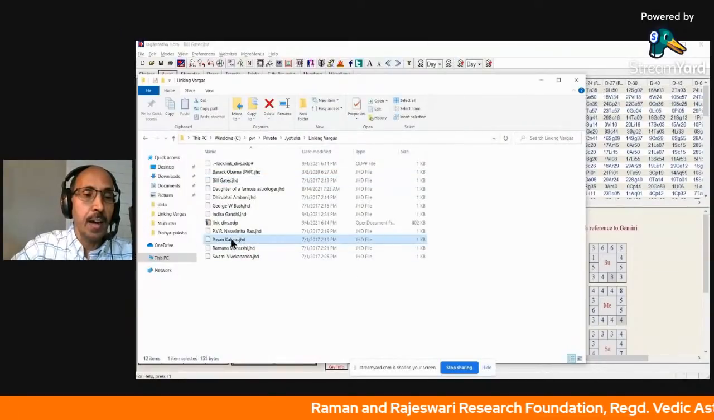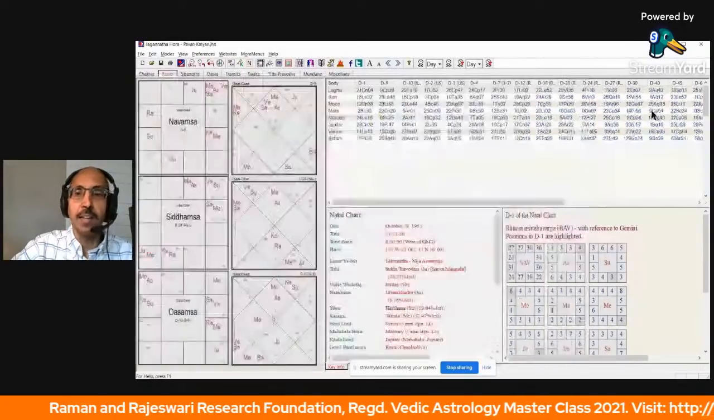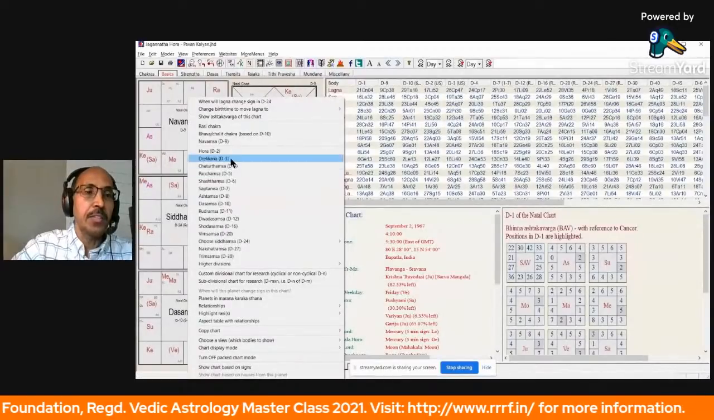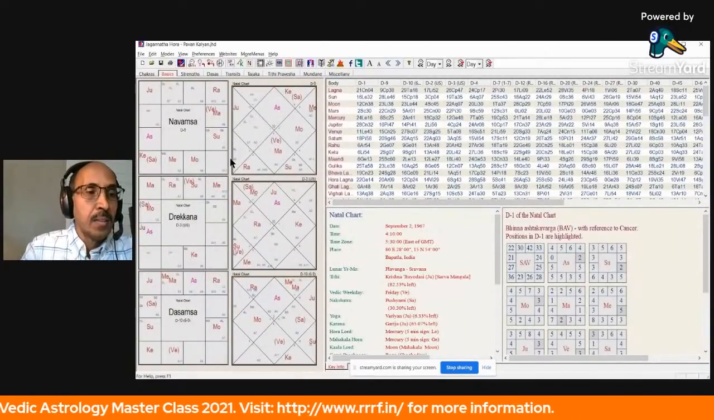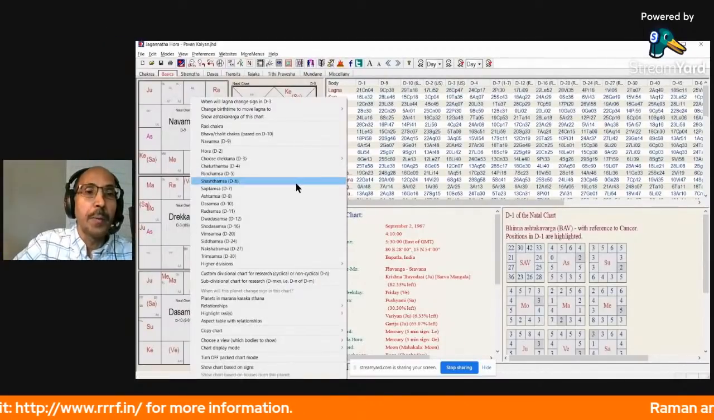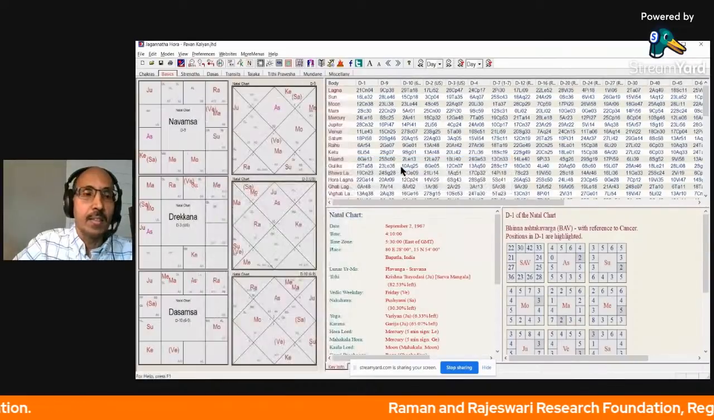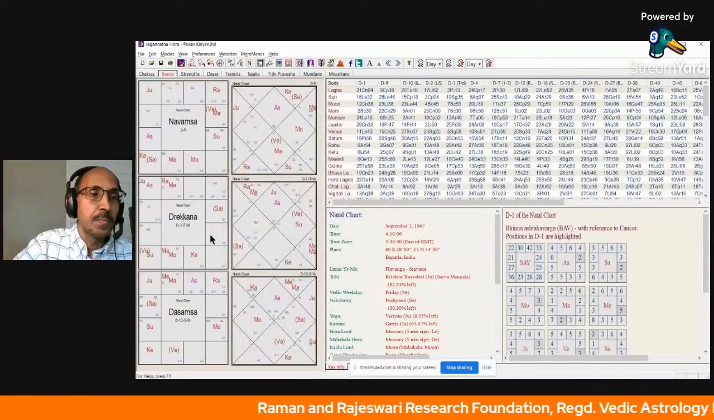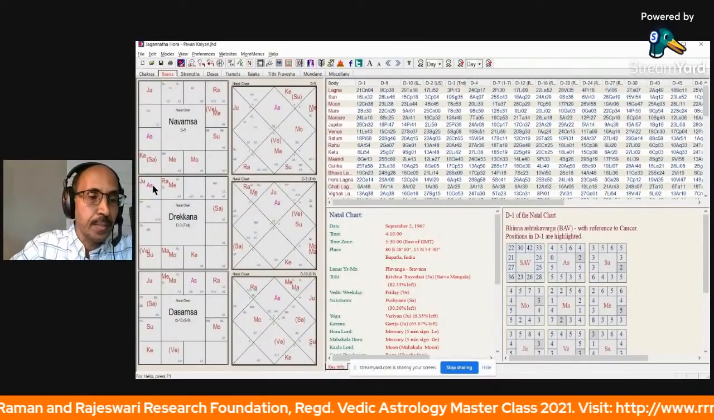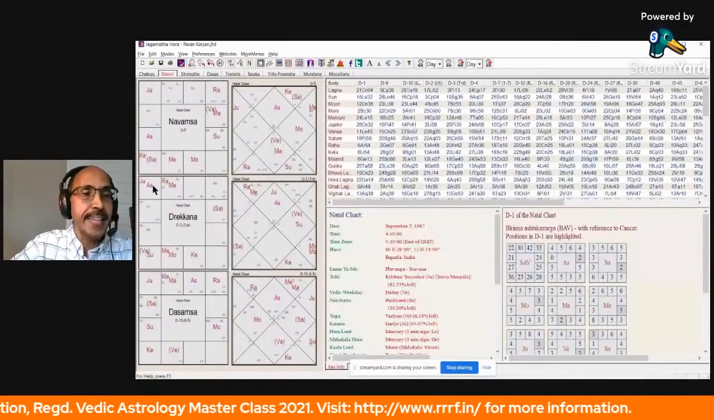Let us look at the chart of a Telugu actor called Pavan Kalyan. He is called Power Star Pavan Kalyan. Let us look at the first. Let's look at D3. Oh, sorry. I don't mean to use this D3 for this purpose. Just the standard traditional Drakkana. Okay, so let us see the Drakkana chart.